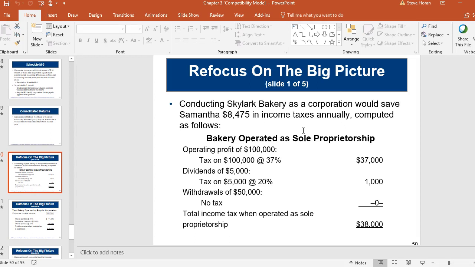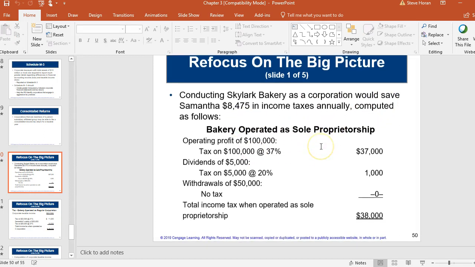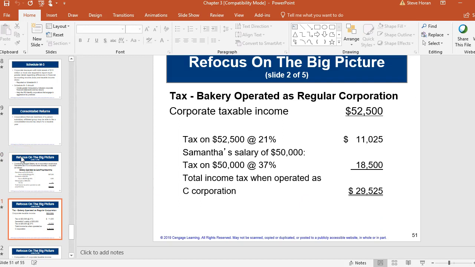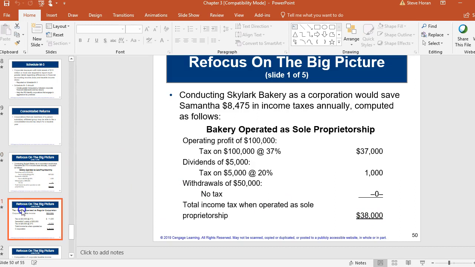I'm going to come back to the big picture. Skylark Bakery as a corporation would save Samantha $8,475 in tax if she switches over to the C Corp, which makes sense because her tax rate is significantly lower. You can see here their taxable income as a sole proprietorship would have been $38,000, much higher than the corporate form. Corporate taxable income is $52,500. The tax is $11,000. The tax on her salary of $50,000 is $18,500, so total tax is $29,525 versus $38,000. So, big differences.